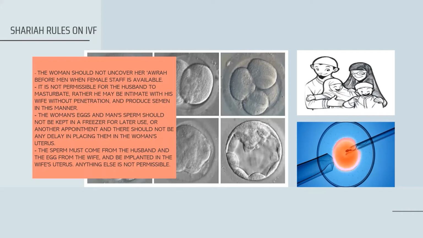Besides that, the woman's eggs and sperm should not be kept in the freezer for later use or another appointment, and there should not be any delay in placing them in the woman's womb. You have to keep everything fresh, and other than that, this is to prevent mixing between the types of containers and sharing the same location or fridge. This could result in mixing with one another or misuse of other patients' reproductive cells. The sperm must come from the husband and the egg from the wife and be planted in the wife's uterus. Anything else is not permissible. Again, a third party is not allowed at all.